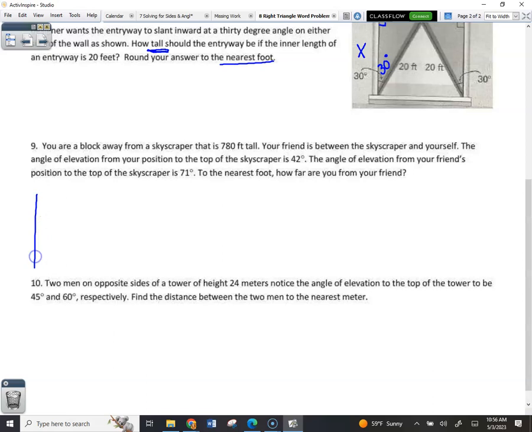So we've got a building right here. Yes? All right. How tall is the building? 780 feet. I'm going to label it like this. 780 feet tall. And then we have our friend right here. This is our friend. I'm going to put F for friend.